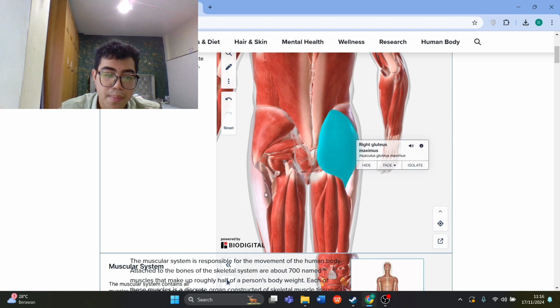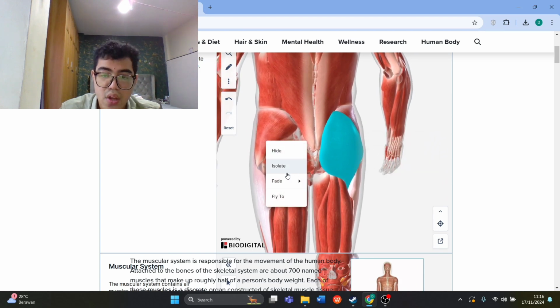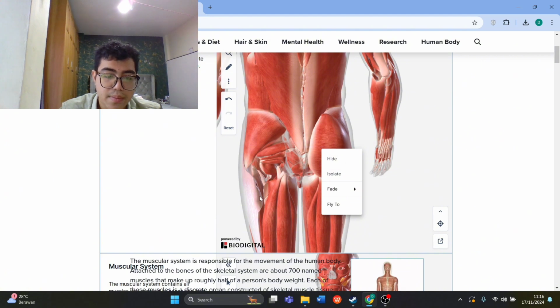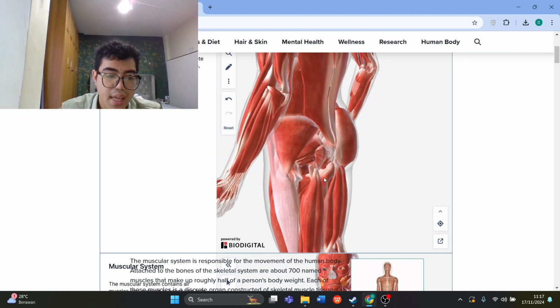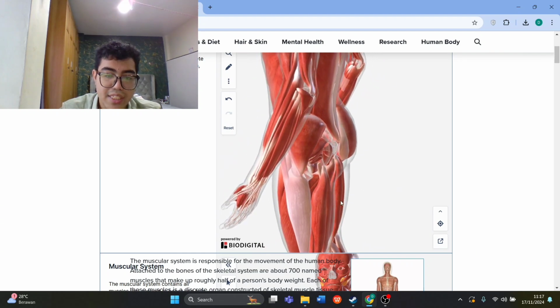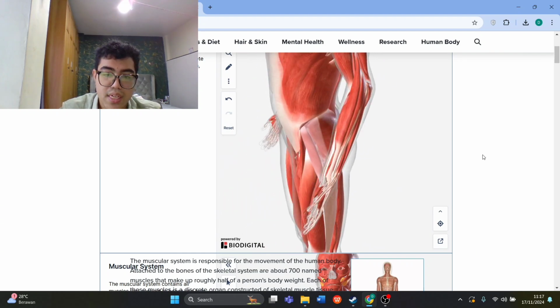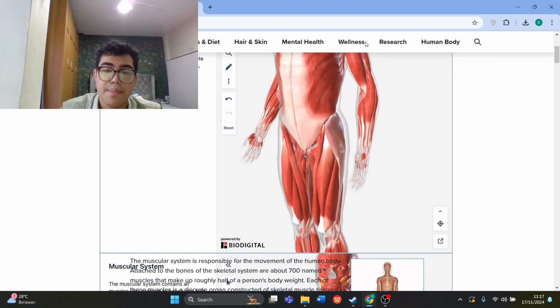The gluteus maximus helps with extension of the hip joint and helps with lateral rotation. The gluteus medius does abduction of the hips. And the final one is the gluteus minimus. It also does the abduction of the hips.